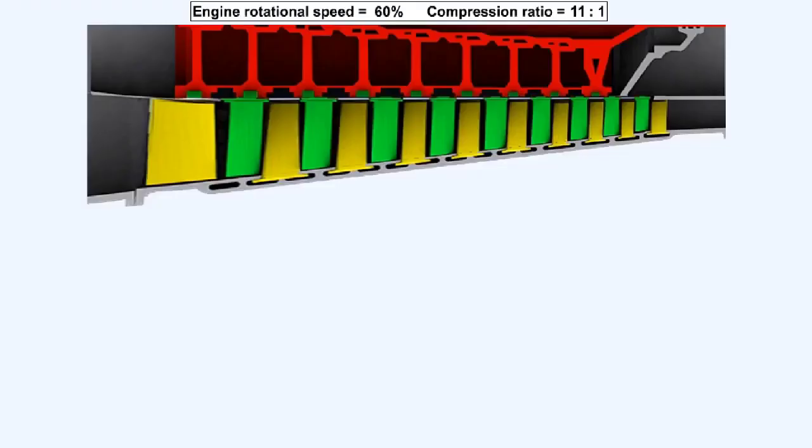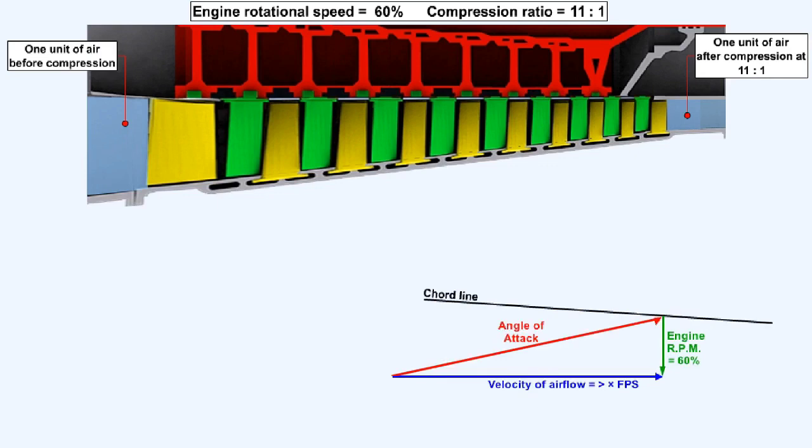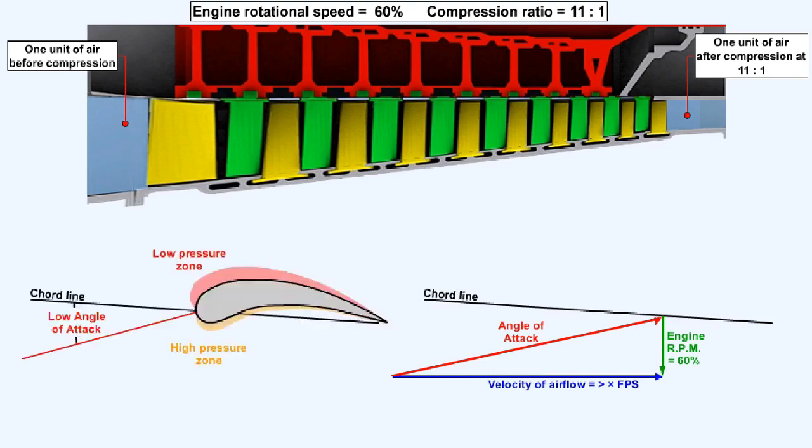Here the engine has been throttled to 60% of its full power setting, and the compression ratio is now reduced to 11:1. The volume of the same unit of air entering the compressor is larger when compressed only by 11:1 than when it was compressed at 22:1. To get through the compressor in the same amount of time it took when it was compressed at 22:1, the increased volume of air must be moving faster. The changed relationship between the increased airflow axial velocity and the reduced RPM will give a low angle of attack over the rotor blade, which will reduce the size of the pressure zones as shown here.